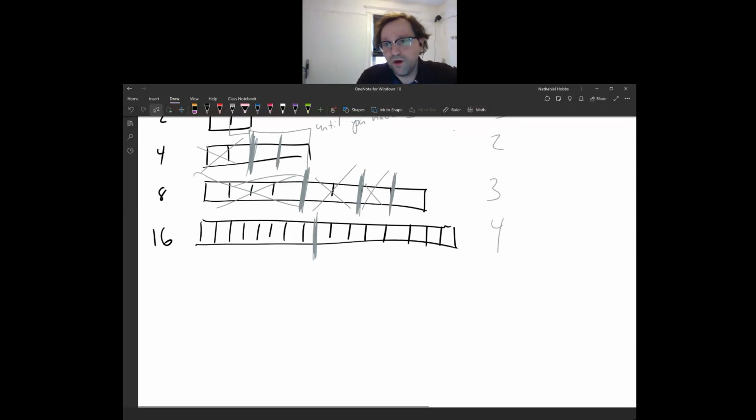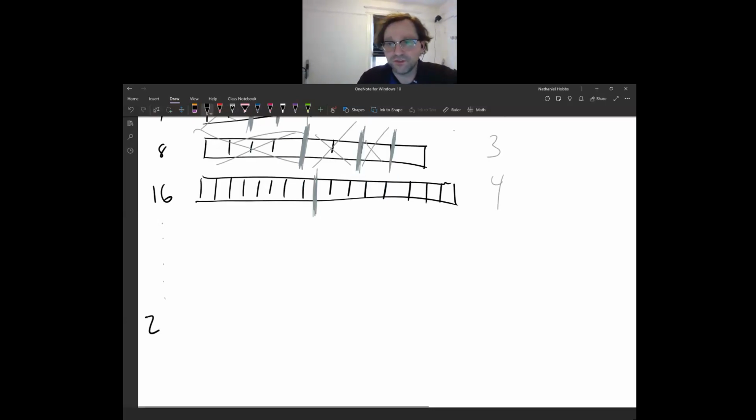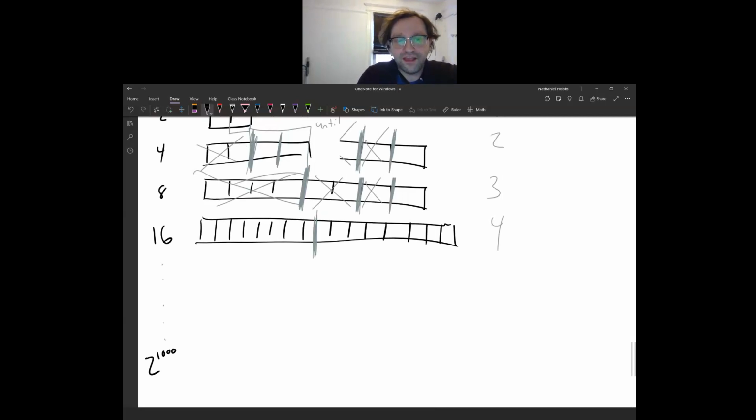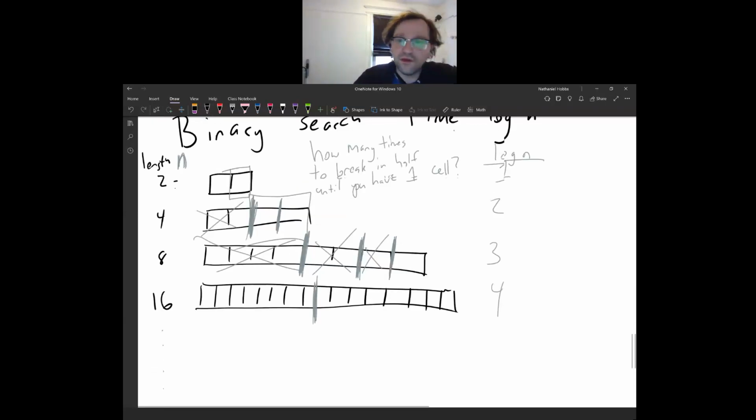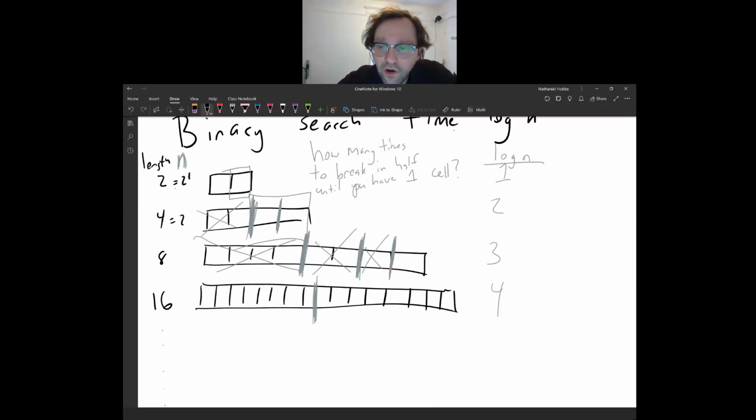if you continue this, and now let's say you get to 2 to the 1,000, right? Sorry, that's 2 to the 1. This is 2 squared. This is 2 cubed. This is 2 to the 4th, right? And because that's 2 to the 1, that's why that's the number 1. This is 2 squared. That's why that's the number 2, okay?